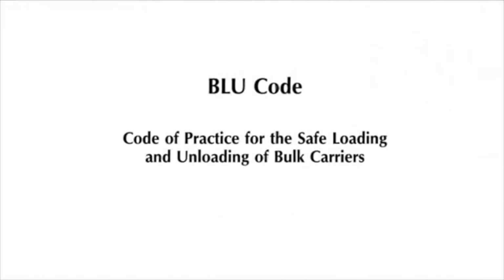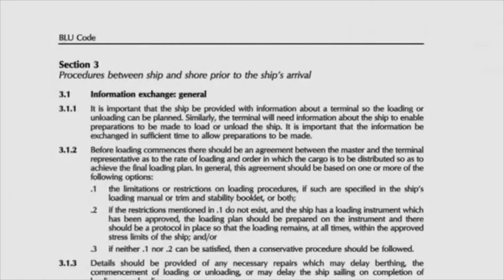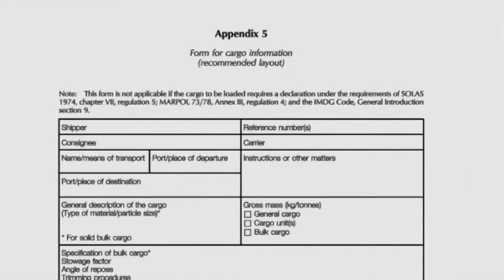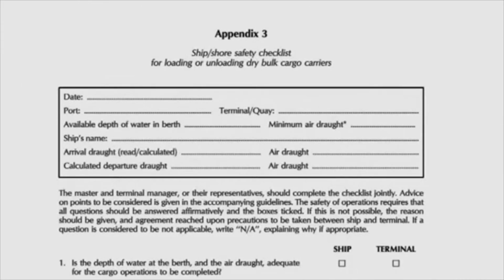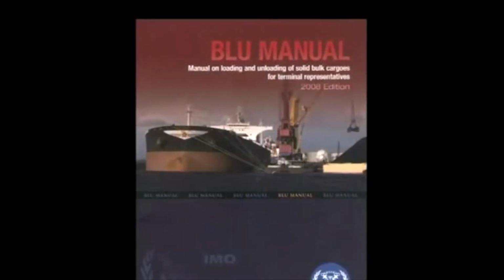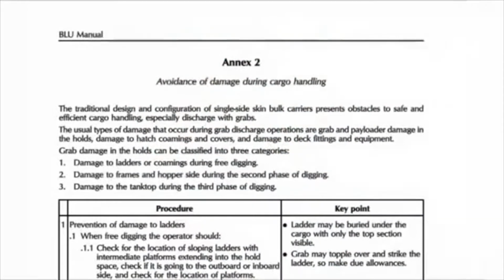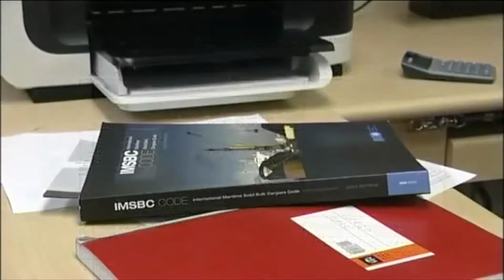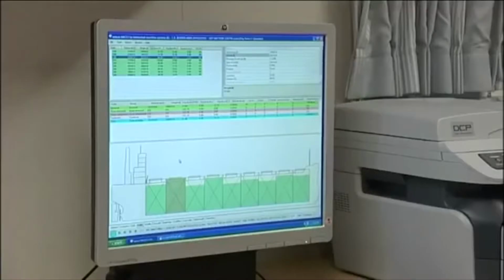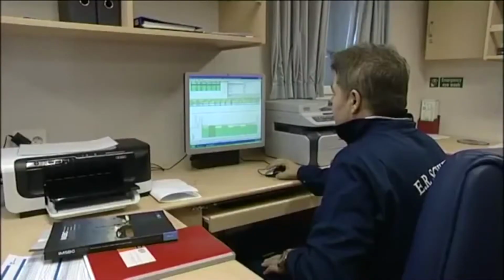The Code of Practice for the Safe Loading and Unloading of Bulk Carriers, or Blue Code, is found in the supplement section of the IMSBC Code. The Blue Code provides guidance to ship's masters and terminal operators on the safe handling, loading, and unloading of solid bulk cargoes. Ashore, the Blue Manual supplements the Blue Code and provides further detailed guidance for terminal operators. By referring to these codes and by understanding bulk carrier design and operating limits, both the ship's crew and shore personnel become key partners for the safety of the vessel.